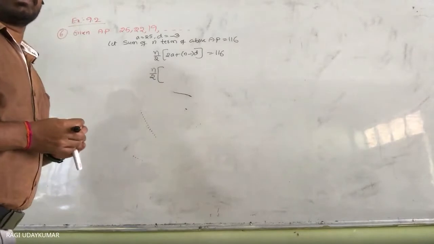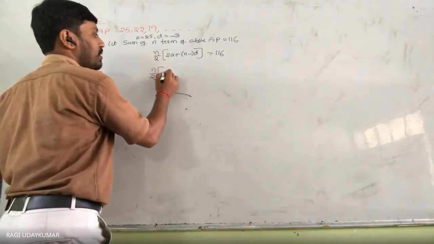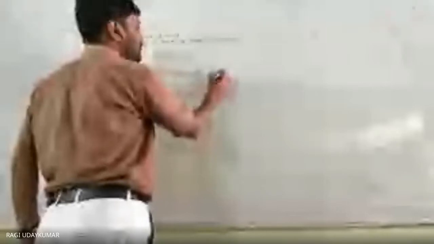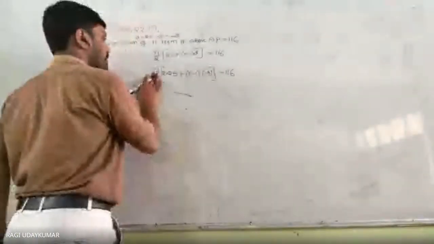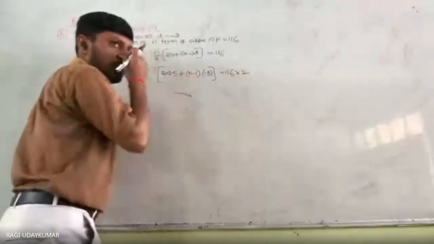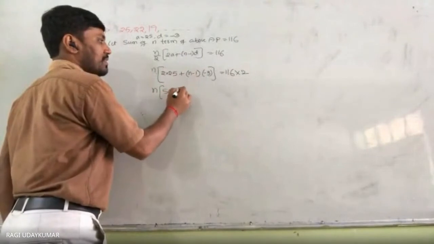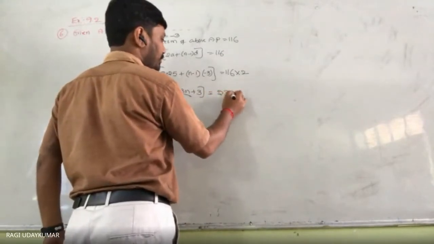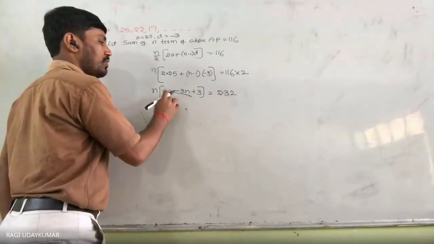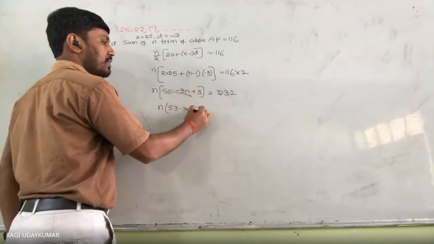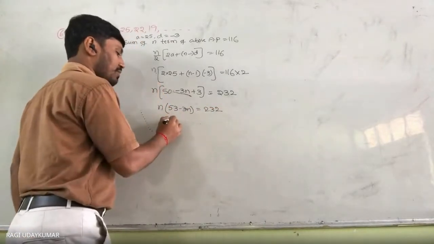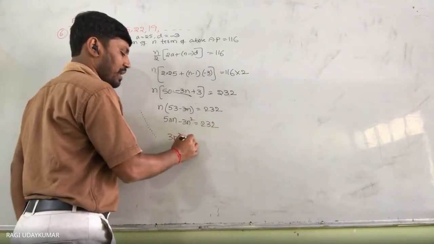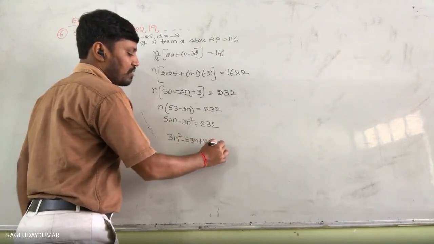So we need to find the n value. Not only the n value, the question is asking you to find the last term. So 2a is 2 into 25, plus n minus 1 into minus 3, is equal to 160. Take the 2 to the right hand side. So what do you get here? 50 plus 3 minus 3n, multiplied by n, is equal to 232. So n into 53 minus 3n is equal to 232. Multiplying, 53n minus 3n square is equal to 232. So 3n square minus 53n plus 232 is equal to 0.